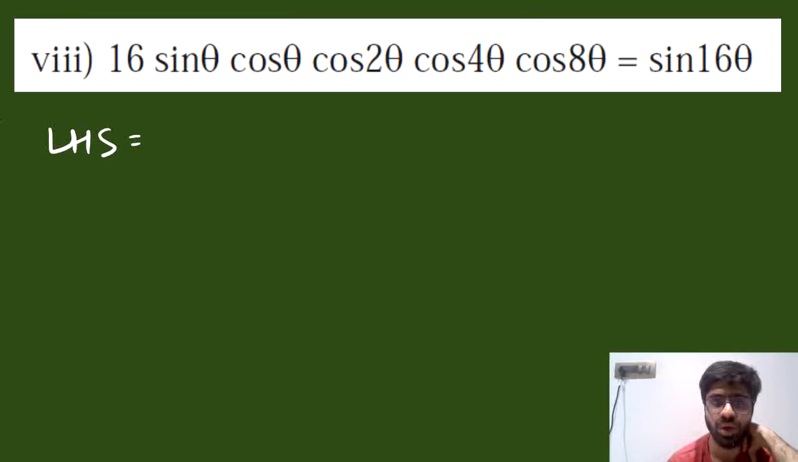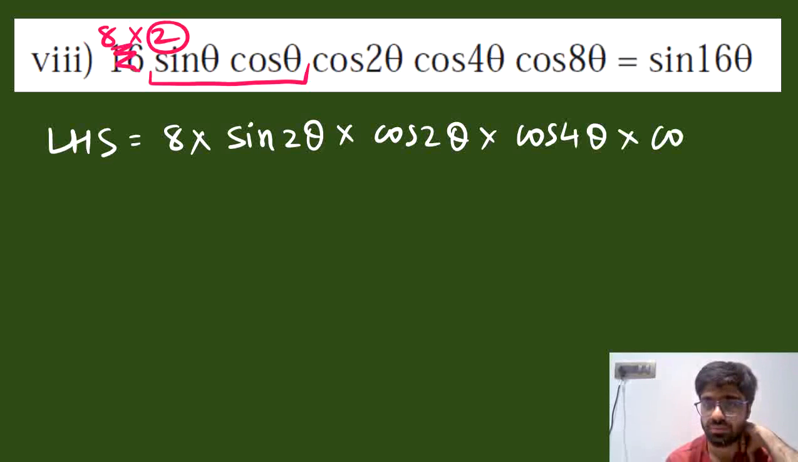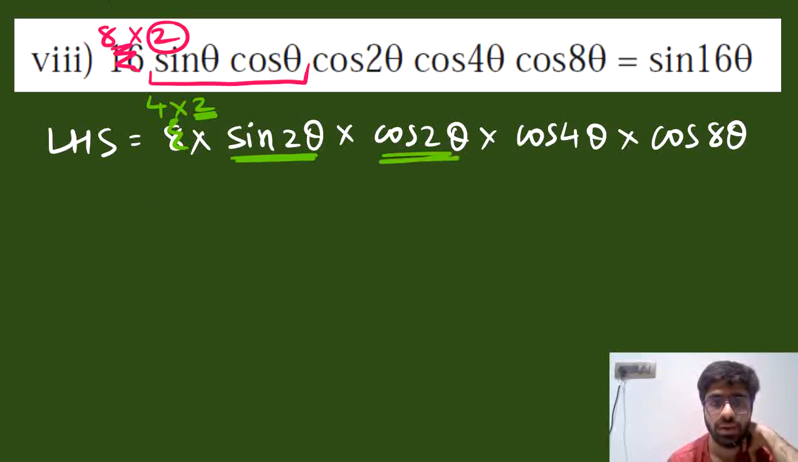It's again a simple question because all you need to do is write that 16 as 8 into 2. Then consider 2 sine theta cos theta, which is equal to sine 2 theta. So we have 8 into sine 2 theta into cos 2 theta into cos 4 theta into cos 8 theta. So by now you might have understood what we are going to do. Consider this 8 also as 4 into 2. Then 2 times sine 2 theta cos 2 theta. That makes it sine 4 theta.